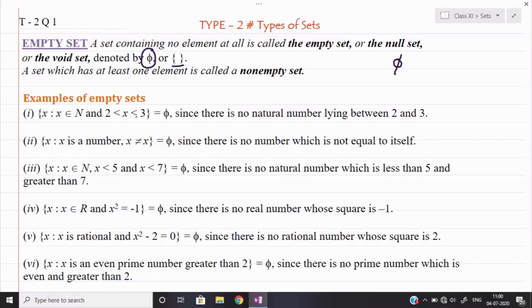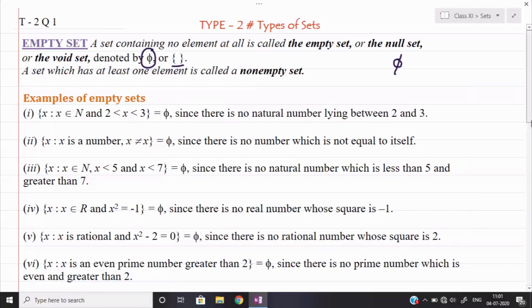Similarly, see the second example. They are saying x is a number and x is not equal to x. How is it possible? Mathematically, every number is equal to itself. 2 will be equal to 2 and 3 will be equal to 3. So again this condition is false. There is no number which is not equal to itself.